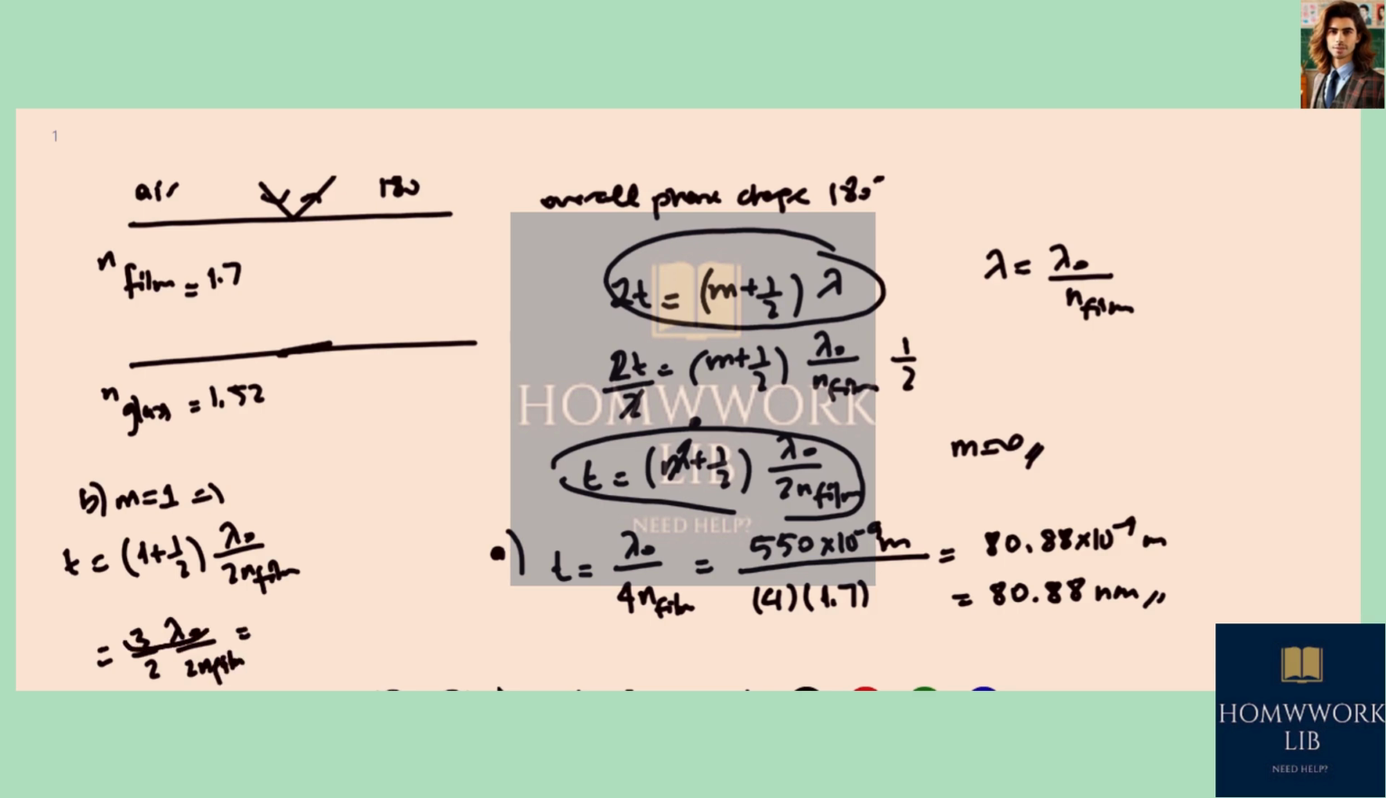This is basically 3 times the answer, right? Because we already calculated this part. It was 80, so 80 times 3 is going to be 242.65 nanometers.